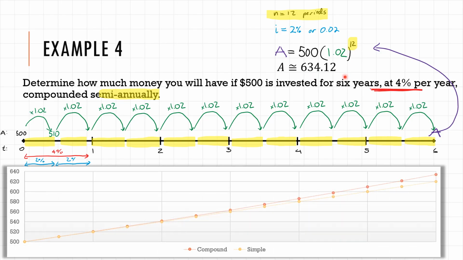$634.12. This is what that looks like on a graph. If this were to grow with just simple interest, we would end up with $620, but because we've compounded, it's gotten us $14 more. Now, this doesn't seem like a lot because the interest rate is quite small, and it's not compounding really frequently at all. It's just semi-annually. The higher the interest rate and the more frequent the compounding, the faster it will actually grow.